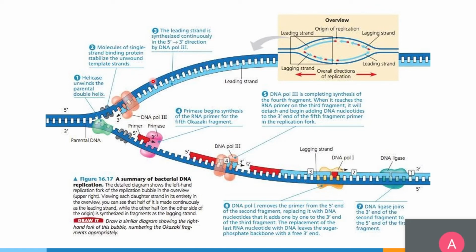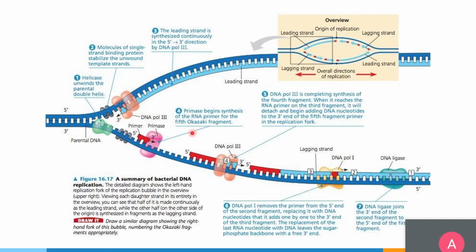So let us go through the whole overview of the replication once more. First, helicases unwind the parental double helix, after which molecules of the single strand binding protein stabilize the unwound template strand, followed by the leading strand being continuously synthesized from the 5' to the 3' direction by DNA polymerase 3. So there are various DNA polymerases depending on the processivity and various other functions.